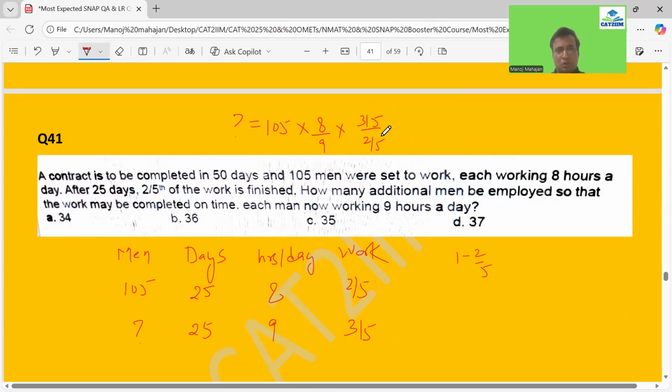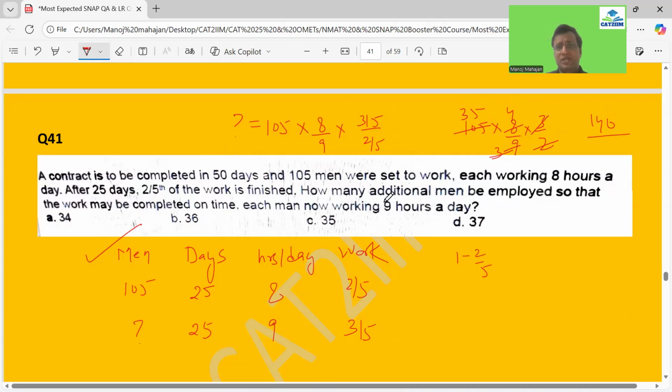If you require more men, so see, we have to find out men. Now the men relation we have to see with days also, with hours per day also, work also. So the work was more, so we require more people, right? And now we were doing more hours per day, so we require less people. So that's what I'm looking at. So let's calculate this value out here. So 140. So 140 should have been there in the choices, and people would have done that silly mistake.